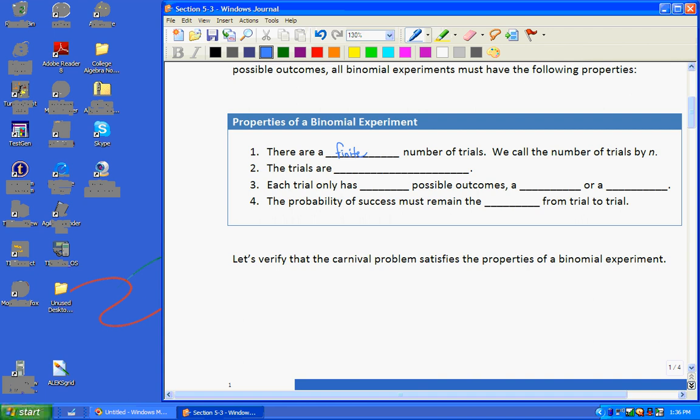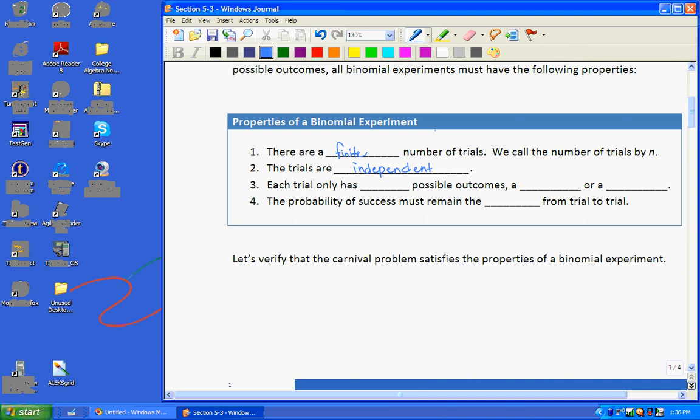2, the trials are independent. And we've heard this word before. That means what happens on the first trial has no effect on what happens on the second trial or the third trial and so forth. So all the trials are independent of each other.